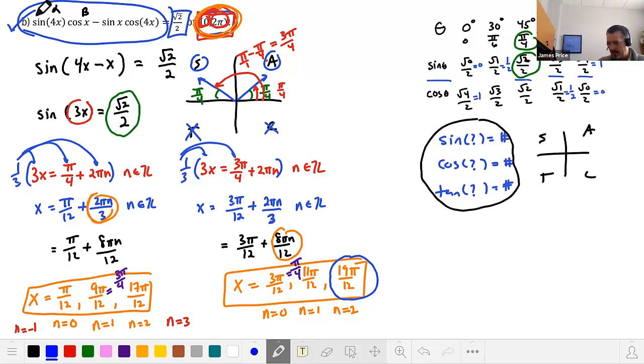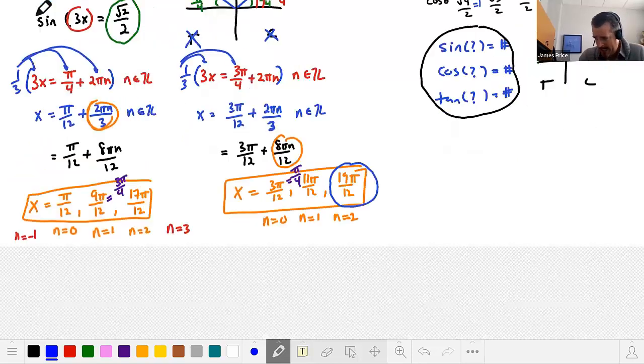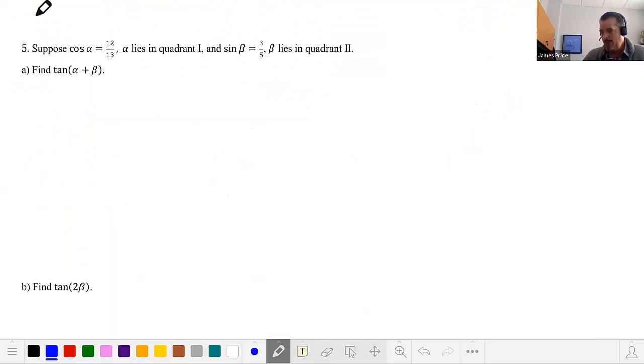All right, so there's solving trigonometric equations. And now we move on to our final problems here. So I guess we have 2 more, 5, 6, and 7 left to do. So let's do it.